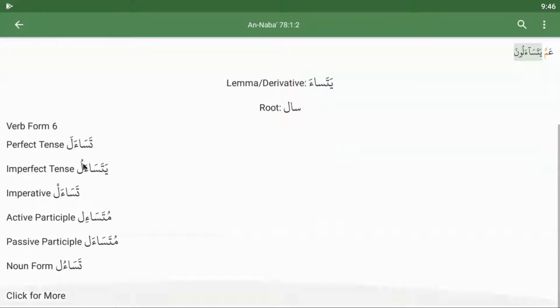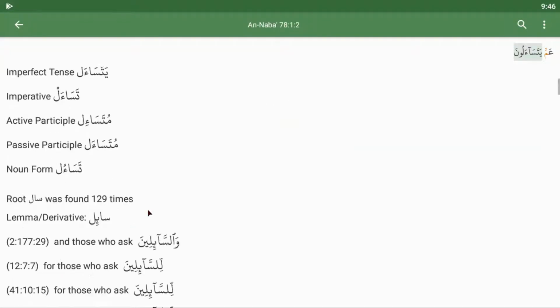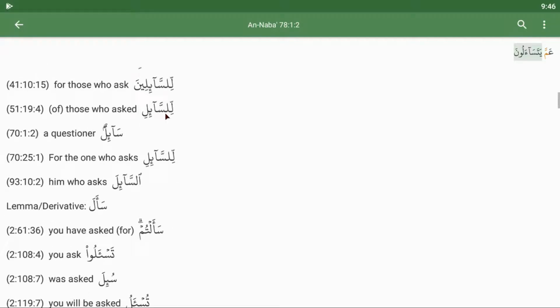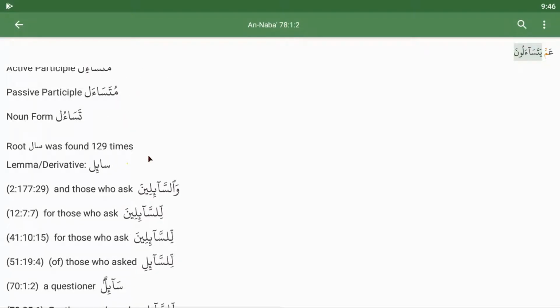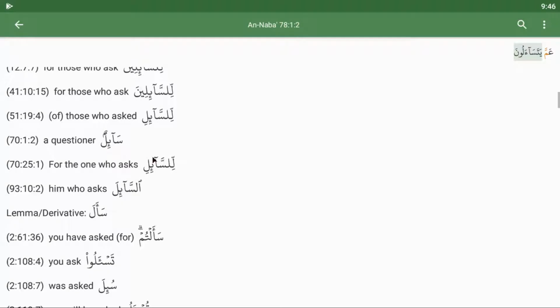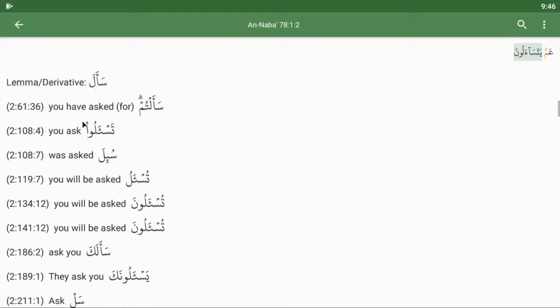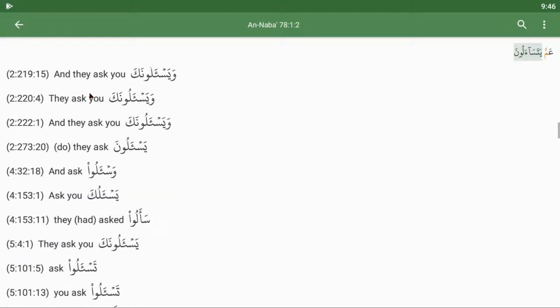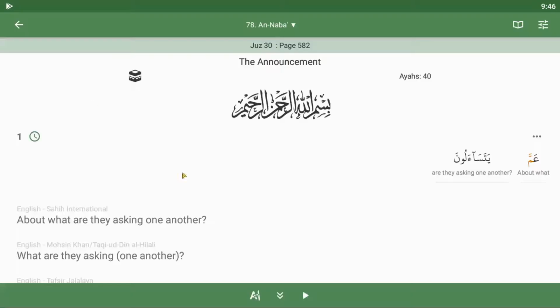Sa'ala, tasa'ala, yatasa'alu. The past madi is tasa'ala, yatasa'alu, and the amr is tasa'al. Mutasa'il is the one who asks, and maf'ul is mutasa'al, and tasa'ul is the masdar. Sa'ala comes a lot in the Quran, to ask. Sa'il is the one who asks, and so on. There are so many times it comes. So this is the first verse.